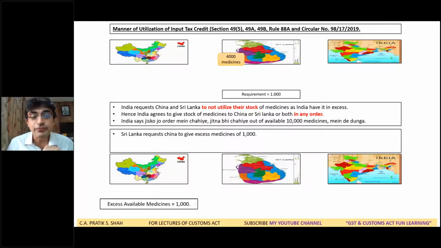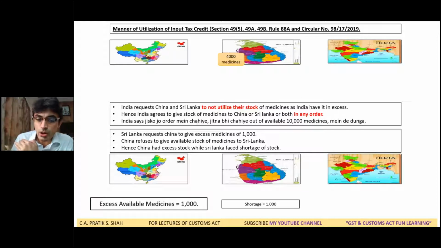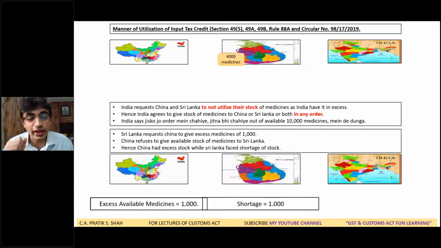China straight away refuses. I will not give you any stock. Sri Lanka, if you have shortage, let it be. So what happened here? China carried forward that stock and Sri Lanka had to face the shortage.